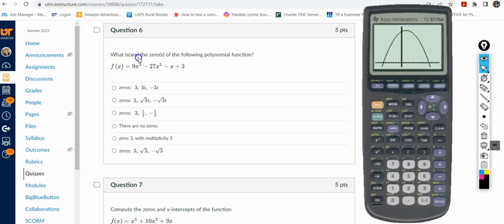Since the degree is 3, we will have 3 zeros. So let's have 9x cubed minus 27x squared minus x plus 3. And let's start with a zoom 6. And I can see that 3 is a 0, just if I look at the graph.